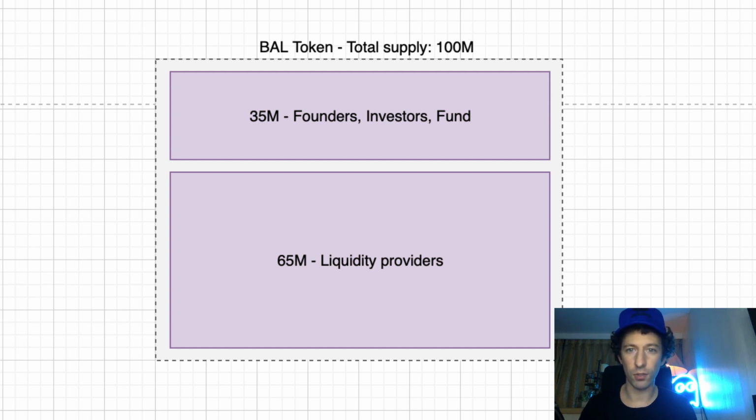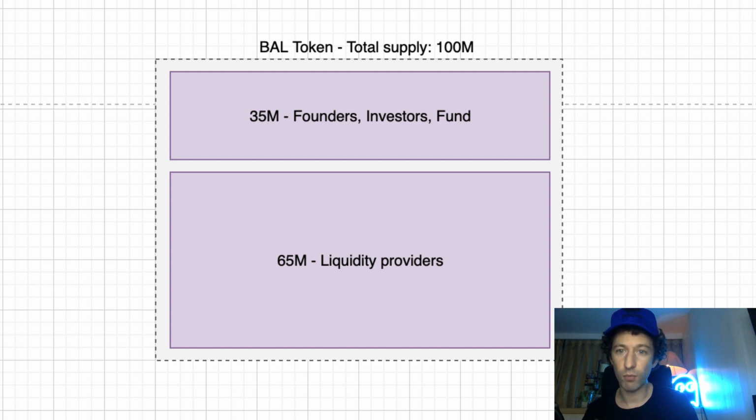35 million BAL tokens were initially allocated to founders, investors, and the Balancer Ecosystem Fund, a fund that helps projects in the Balancer ecosystem. The remaining 65 million tokens are intended to be distributed to liquidity providers over the next few years. Every week, 145,000 BAL tokens are distributed to liquidity providers.